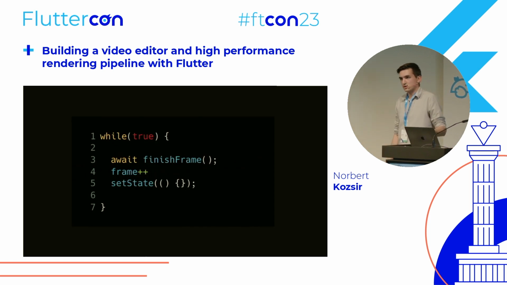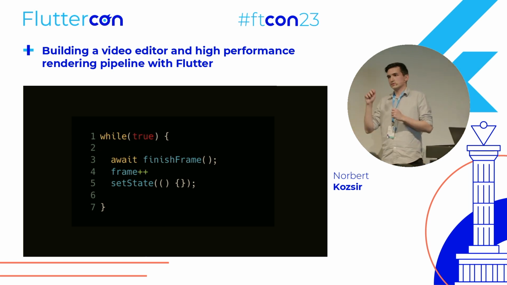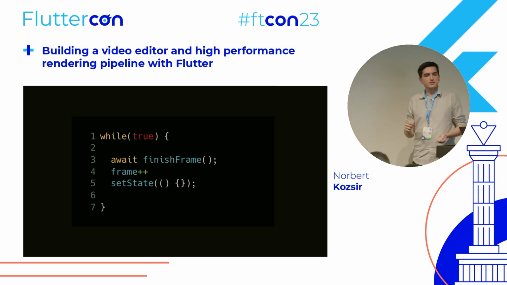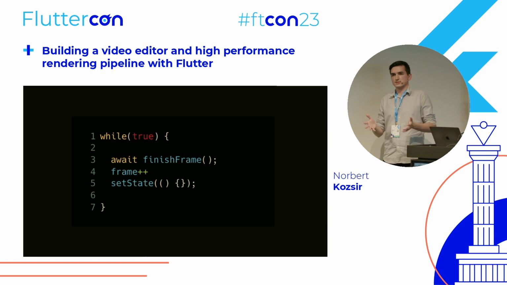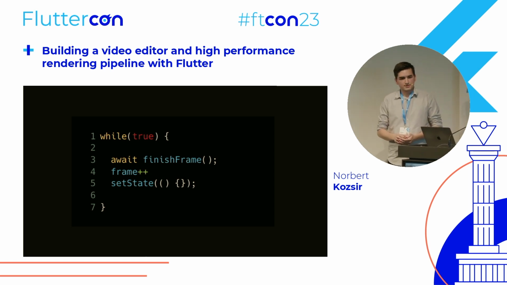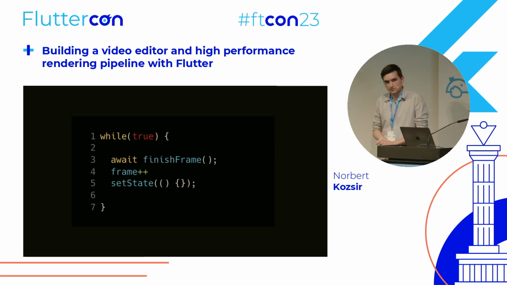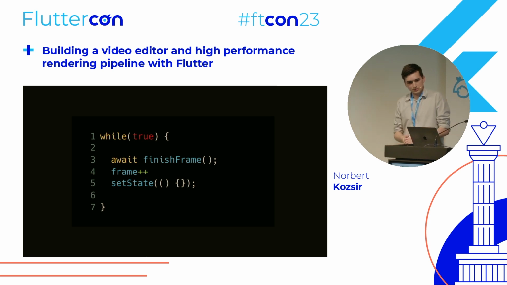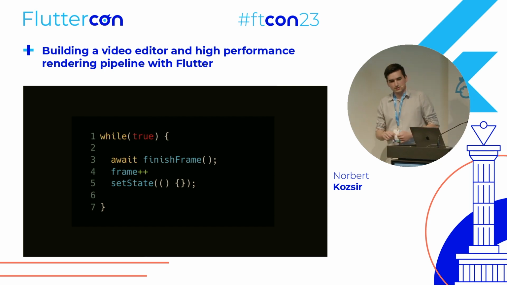And because in the backend there is no interaction, in the front-end users start playing, they stop playing, but in the backend it's just a rendering process that does its thing. So it's just a Flutter app that is running in an endless loop, while true. Probably not the best idea to use a while true, but a for loop instead. Just wait for a frame to finish, increment the frame, and call setState. And in between, you would get the PNG data for that frame.